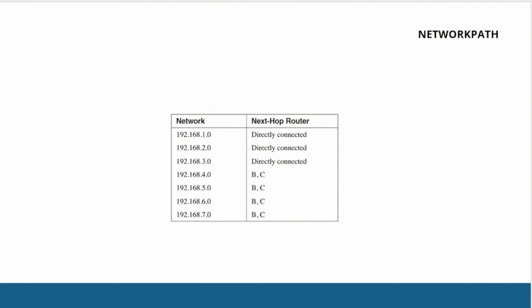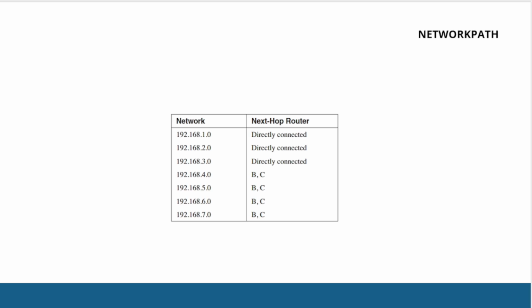Let's look at this routing table. The first three networks are directly connected to router A, so no extra routing is needed to reach them. That's very straightforward. Now the last four networks can be reached through either router B or router C. You can go back and see the topology, and that's also correct, right? The last four networks can be reached through either B or C.